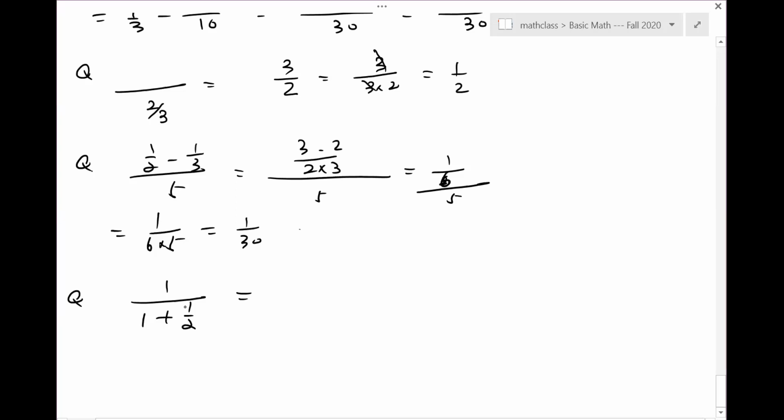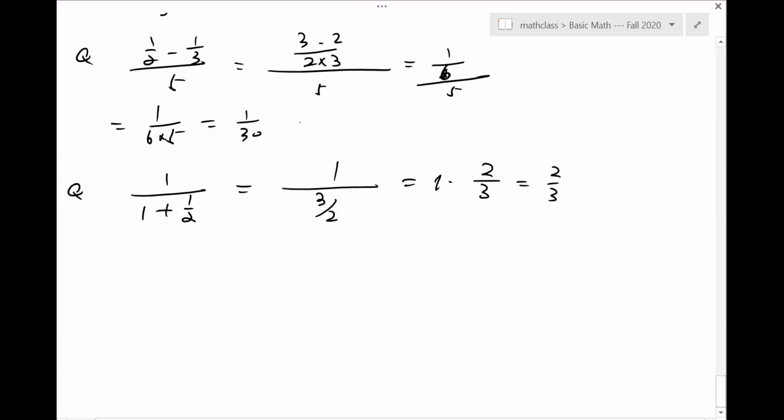So step 1, you combine those 2 terms, so it would be 3 over 2, right? So 1 plus 1/2 is going to be 3 over 2. And then since 3 over 2 is in the denominator, it's 1 times 2 over 3 multiplied by, so it's 2 over 3. Right?